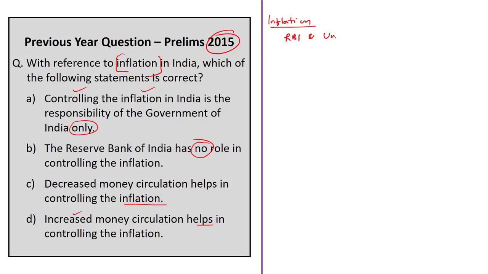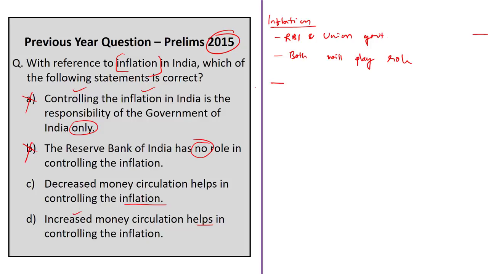So in the context of this question, know that RBI and government both play a role in controlling the inflation, that is often termed as inflation targeting by the RBI. Therefore, options A and B are incorrect statements.